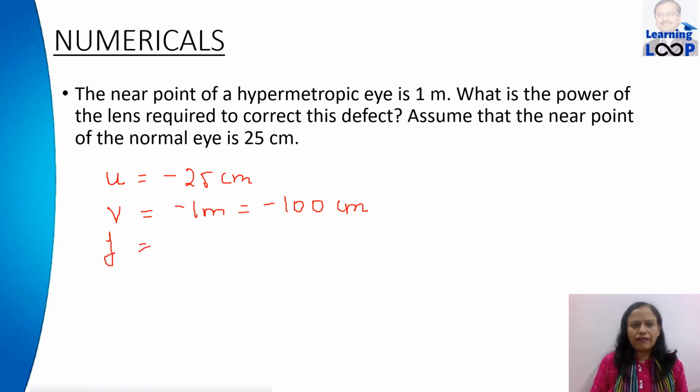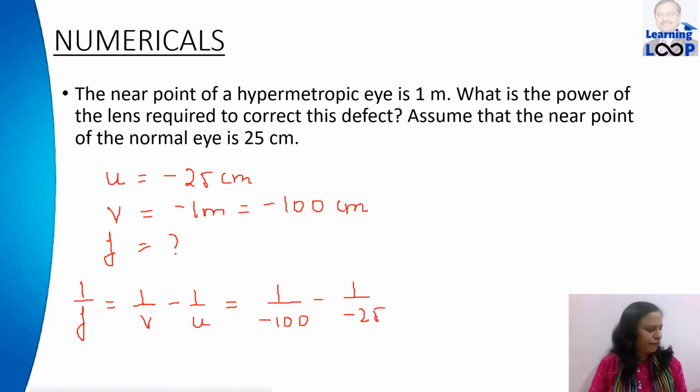And you can find out F here. Again, we will use the lens formula. 1 upon F is equal to 1 upon V minus 1 upon U. Substitute the values here. It becomes 1 upon minus 100 minus 1 upon minus 25. So when you simplify this for F, you will get 1 upon F is equal to 3 upon 100, positive, and your focal length would be 100 upon 3. So I'll just erase this sign here because it's not required here. So this is the focal length that you get.